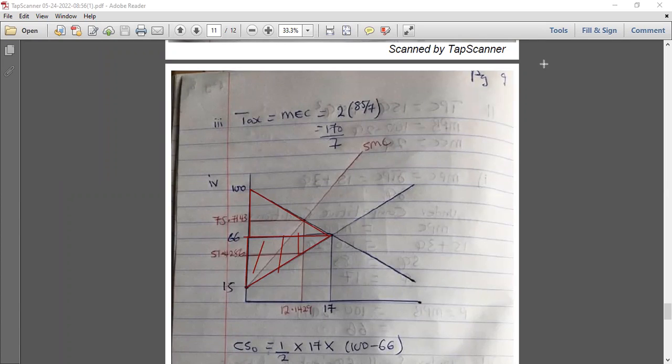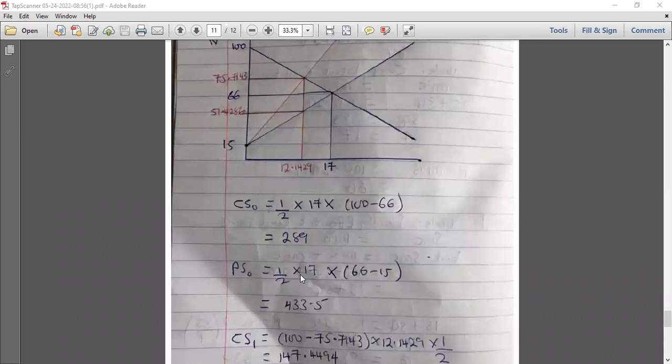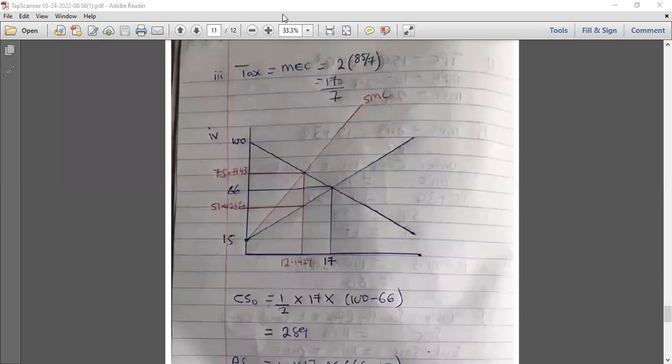So you do that initially for the initial CS and PS. So that's what I have done here. Please, you can verify the values. Then after the tax, okay, when they account for the externality, this is the new equilibrium. So this is going to be the new CS. Okay, it's going to be here. And then the new PS is going to be this side here. Okay, so we need to find this value.